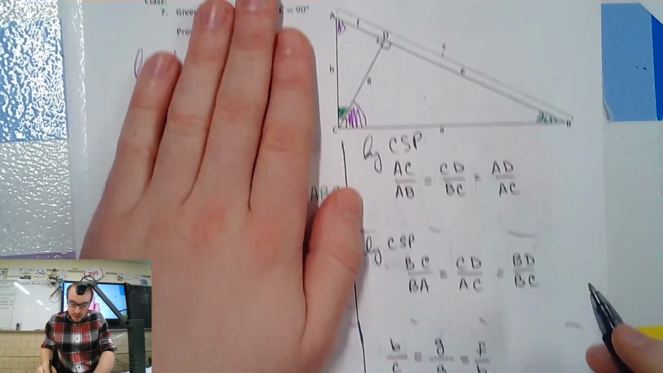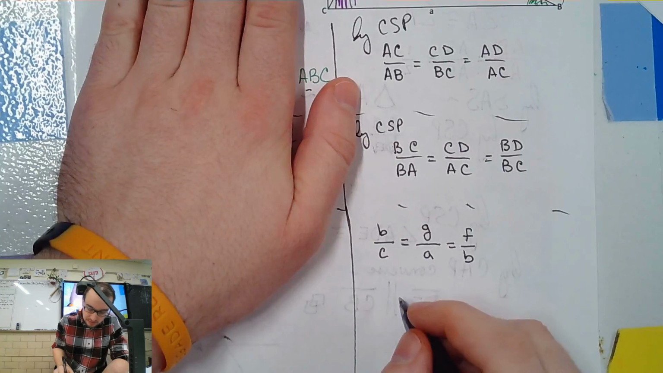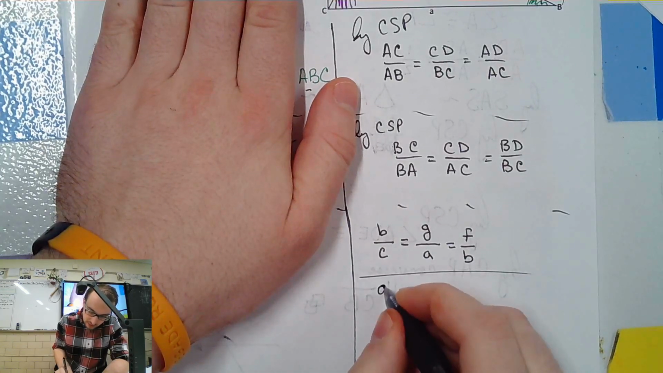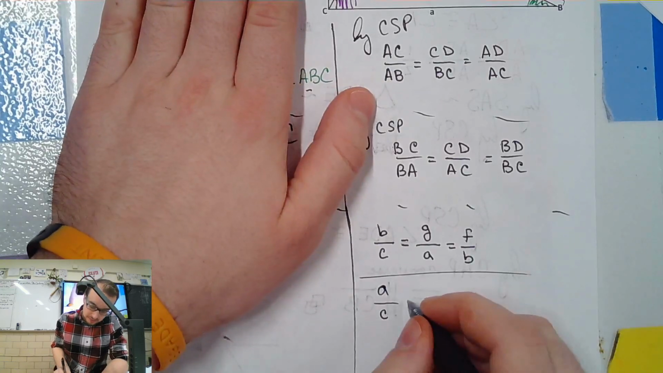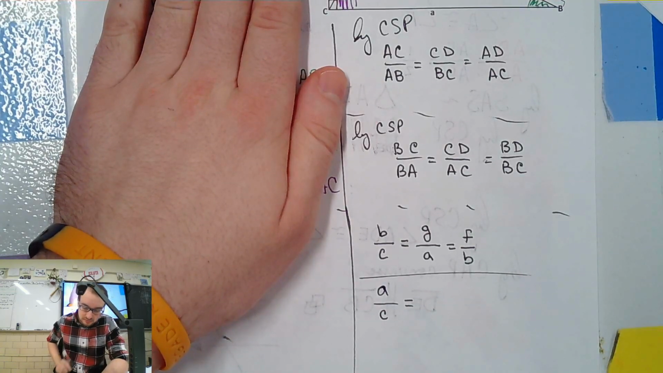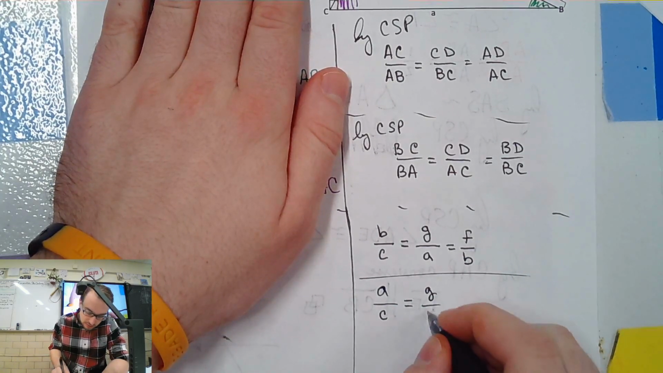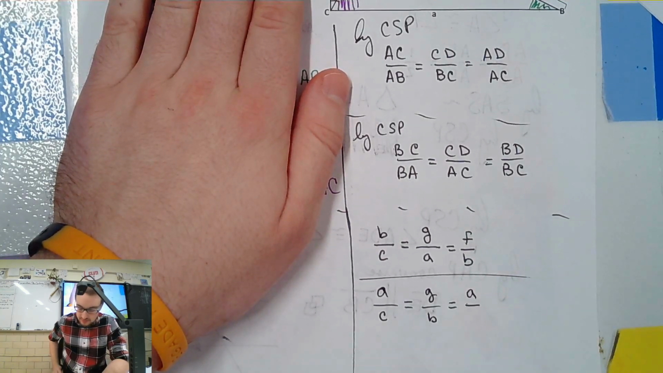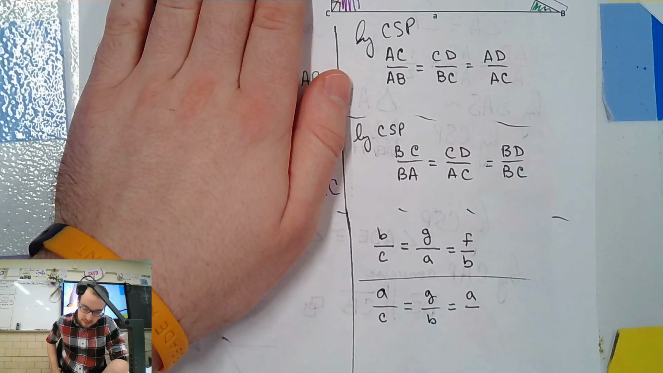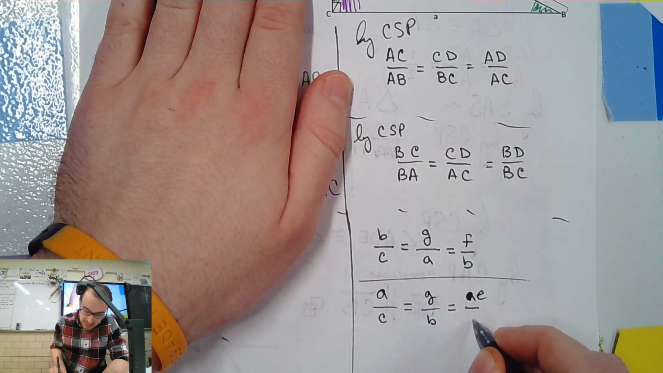Next one, BC is what on your diagram? Bailey, what's BC? Little a. And BA is little c. It's also E plus F, right? But we're going to go with little c. CD is G. AC is B. BD is E, and BC is A. My bad.